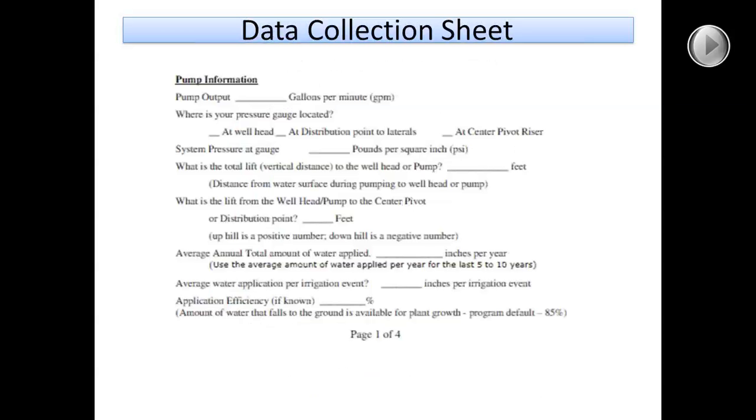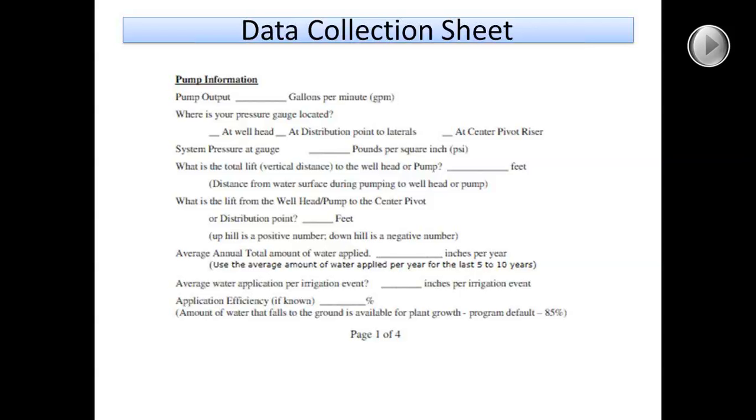Pump information, similar to what we had on that other sheet. What's the pump flow rate? Here it asks where your pressure gauge is located. Is it at the center pivot? Is it somewhere out in the system? Is it right next to the well or the pump? And what is the pressure? Total lift, same as the other sheet. We talked about lift yesterday. And it tells you here the distance from the water surface during pumping to the wellhead or pump. And then it talks about elevation on the system.